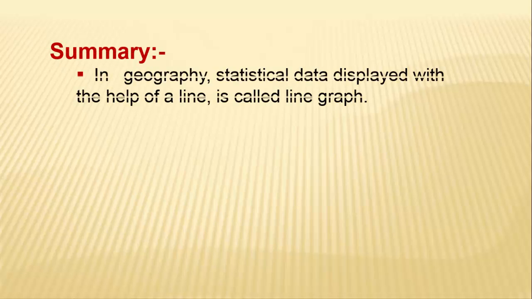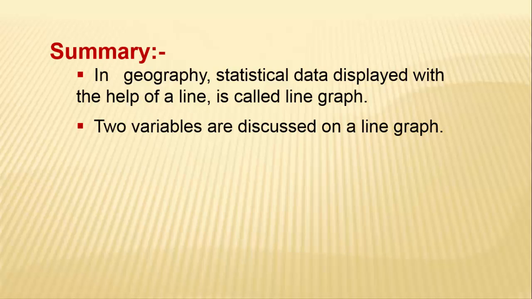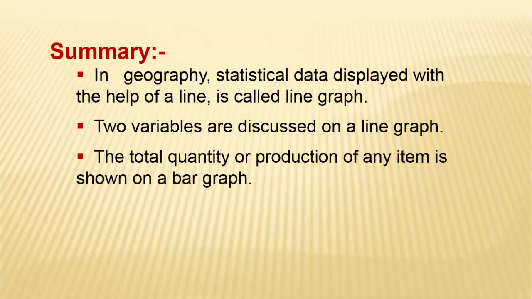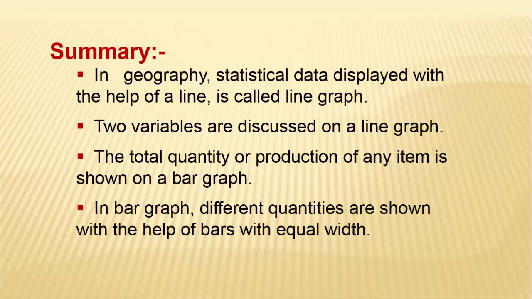Summary of the lecture. In geography, statistical data displayed with the help of a line is called a line graph. Today in this lecture we have studied about the graphs, and the first one was the line graph. Two variables are discussed on a line graph. The total quantity or production of any item is shown on a bar graph. In a bar graph, different quantities are shown with the help of bars with equal width.